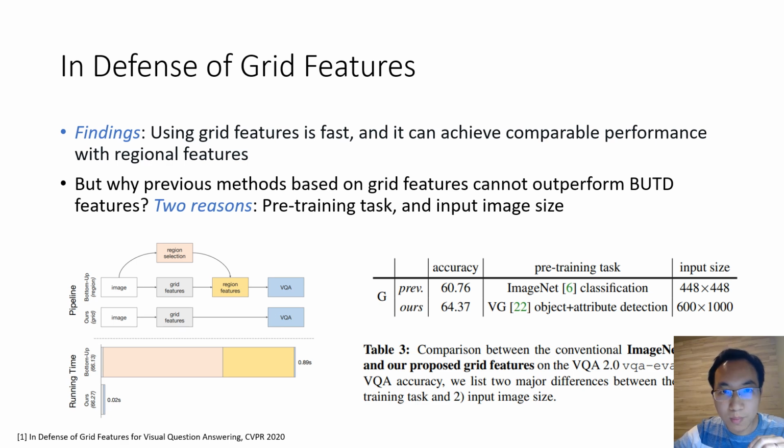But then the question is why previous methods based on grid features could not outperform the famous BUTD feature. In this paper, the authors identified 2 reasons. One is the pre-training task, and another is the input image size. For the pre-training task, previous grid feature methods mainly pre-trained the grid features through the ImageNet classification task. So this is not ideal. But by pre-training your convolutional net on Visual Genome, the object plus attribute detection task, the grid feature can be strong. And another is, if your image has a higher resolution, it also helps you have a stronger feature.